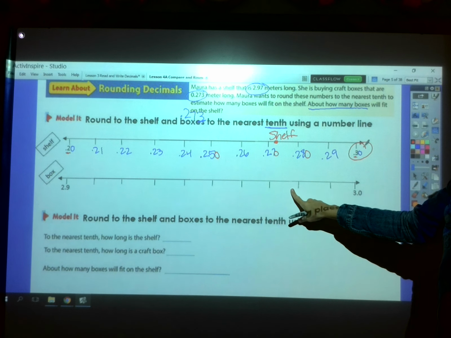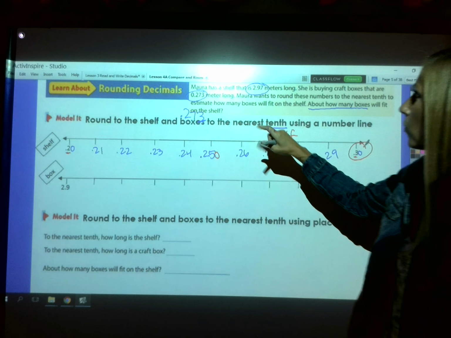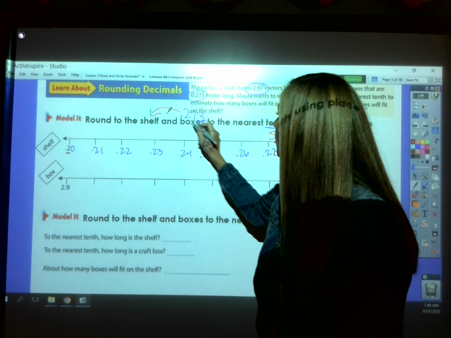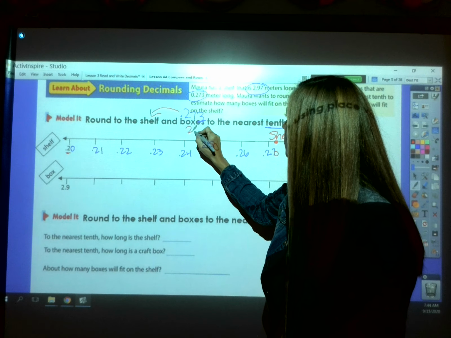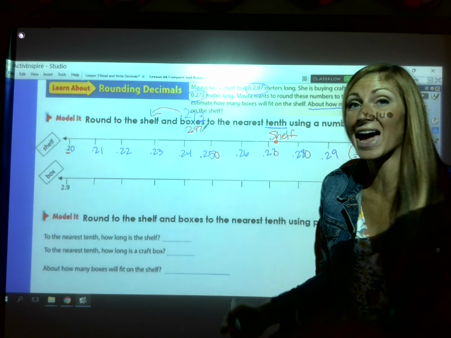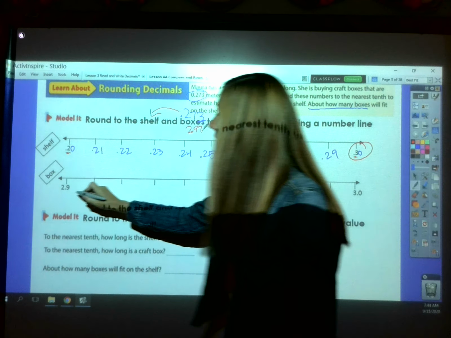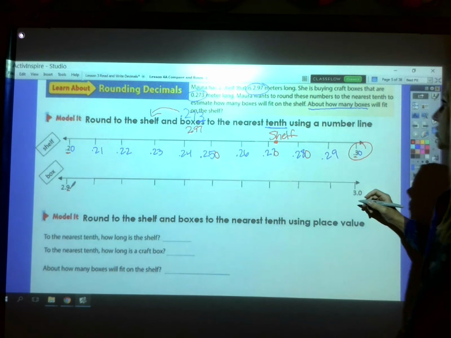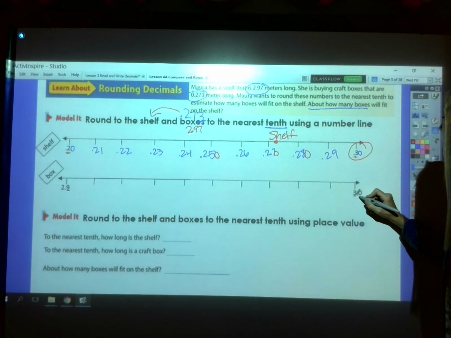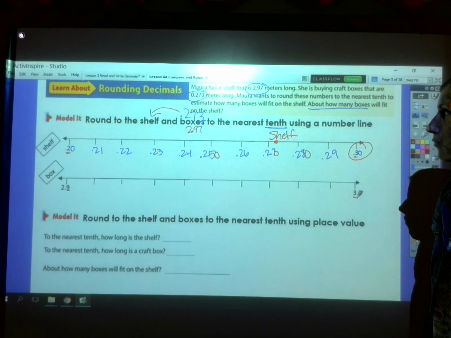So for the box, now we are going to be plotting, the box is 2 and 97 hundredths. But again, we're rounding it to the nearest tenth. So I started with my tenths. Options are 9, and then after 9 would make the next place value go up. So it technically could go to a 3.